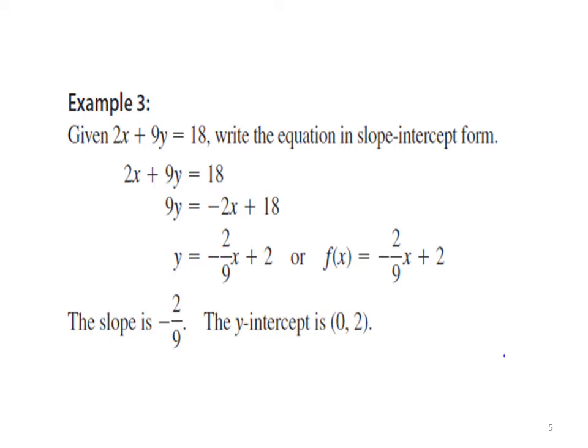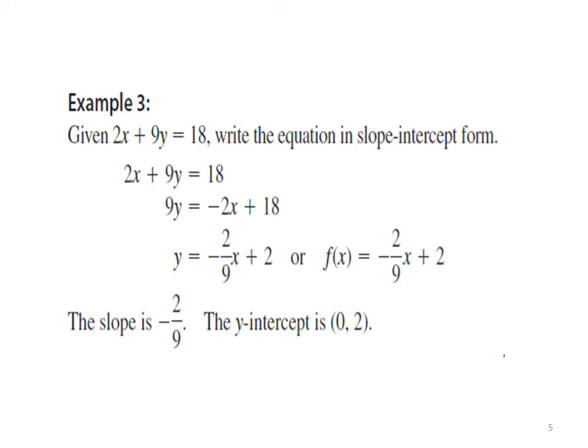So starting with this linear equation, 2x plus 9y equal 18. The first step is to isolate the y term. If I subtract 2x from both sides, you have 9y equal minus 2x plus 18. Divide both sides by 9. You have y equal minus 2 over 9 times x plus 2. So now you can replace y by f of x, and here is your function. F of x equal minus 2 over 9 times x plus 2.